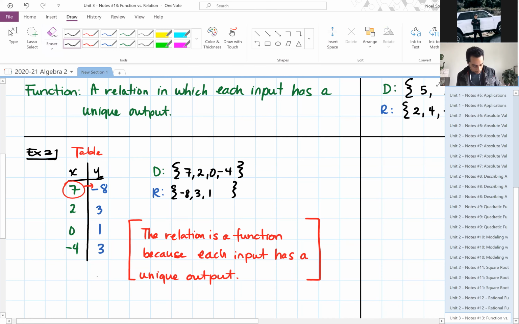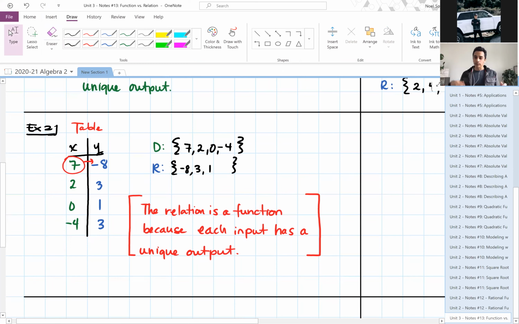All right, so let me erase this. Okay, how are we doing so far with understanding relation and function? So far, so good. Okay, so it's not too bad, right? It's not too bad.